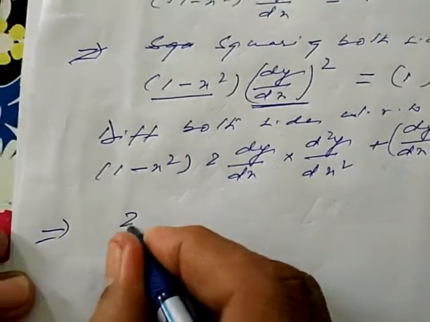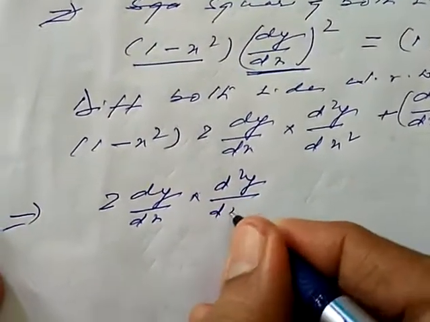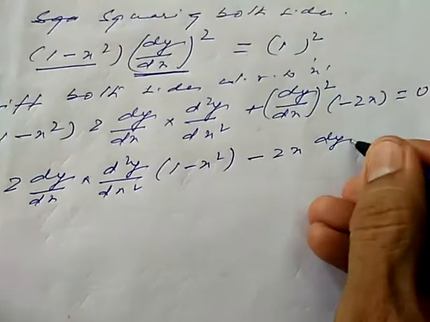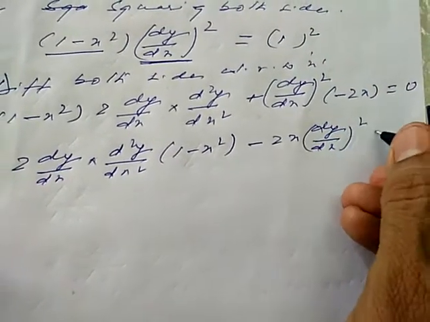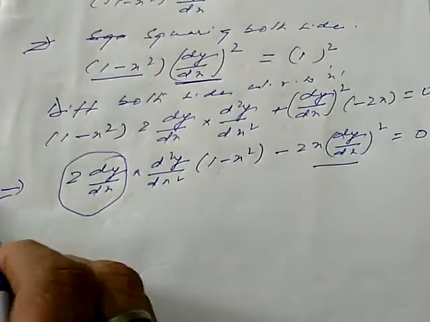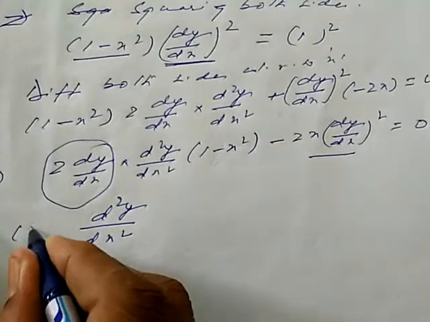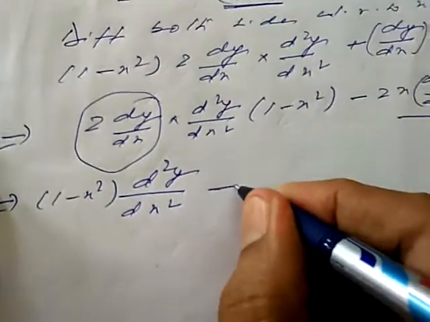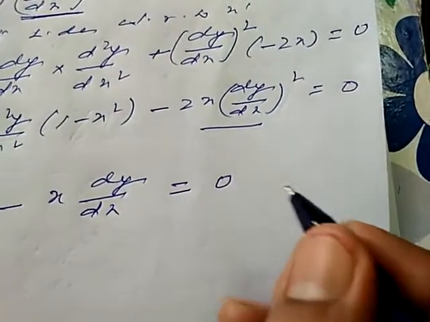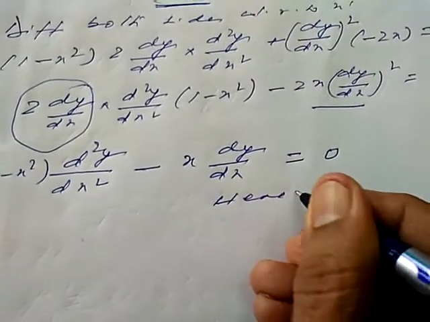Finally it will be 2 dy by dx into d2y upon dx square into 1 minus x square minus 2x dy by dx whole square. What we are seeing is that in both the terms 2 dy by dx is common, so we will take that common, and finally it will be d2y upon dx square 1 minus x square outside, and this is minus of x dy by dx is equal to 0 by taking the common 2 dy by dx outside. So this is the way we can prove this result. Hence result follows.